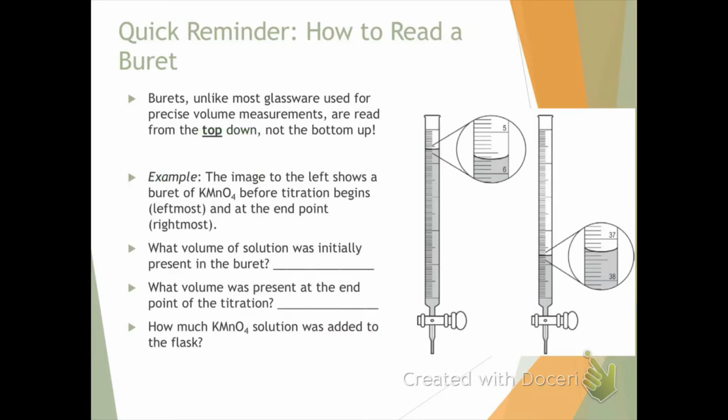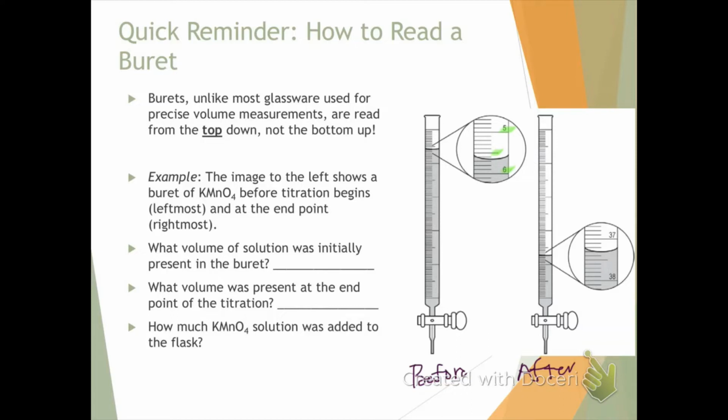The image on the left shows a burette of potassium permanganate before the titration, and the image on the right shows an image of the burette after the titration. So remember, when we're reading the volume in a burette, it goes from top to bottom. We also have to make sure that we're estimating one digit beyond what is marked so that we're following our sig fig rules here. So when I look at this burette, I see my line for 5, this larger line here is for 5.5, and then I got my line for 6.